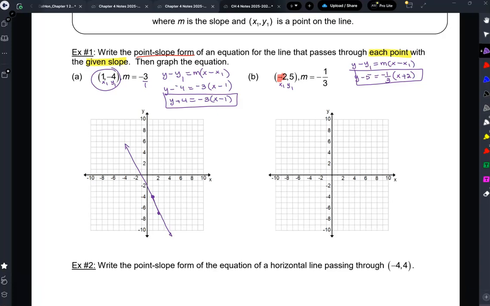Okay, so now let's graph. Negative 2 and 5. Then the slope is down 1 over 3. Okay, that's what it looks like. Okay? Yes? Okay, let's do another one.